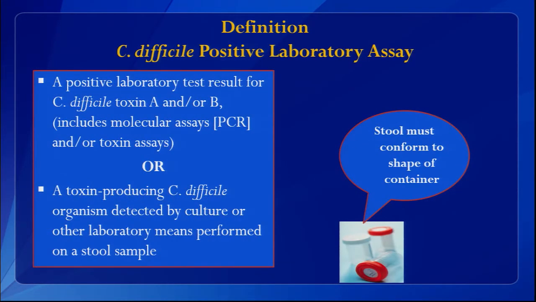Just want to clarify what I mean by positive laboratory assay. A positive laboratory test result for C. difficile toxin A and/or B, and this does include your molecular assays or PCR testing, or it can also include a toxin-producing C. difficile organism detected by culture or other laboratory means performed on a loose stool sample. Just as a reminder, the stool must conform to the shape of the container in order to be considered a qualifying specimen. So we say it must be liquid/loose and conform to that container, okay?